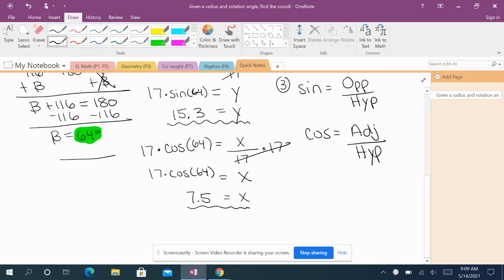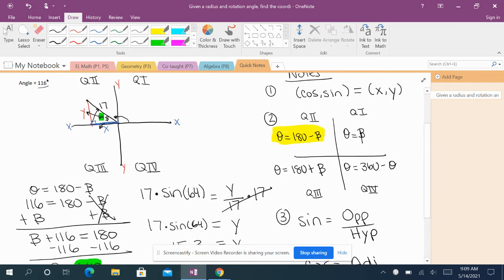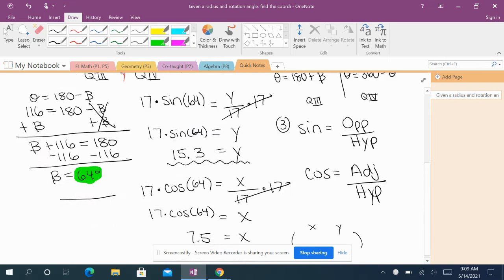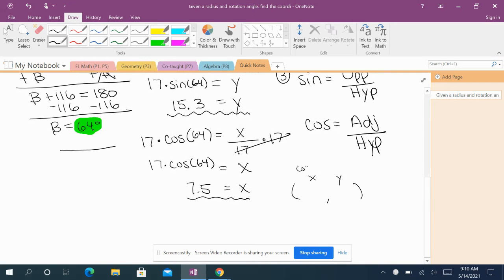Now, this is our last step: to put this in an ordered pair. We know that an ordered pair has x first and then y. I put a little note here that cosine is x and sine is y. So I'm going to put cosine and then sine here. My value when I used cosine was 7.5, so I know that my cosine has to be 7.5.